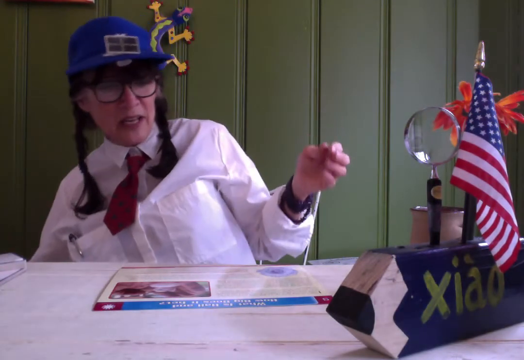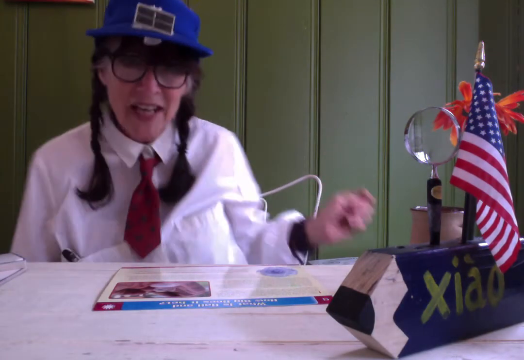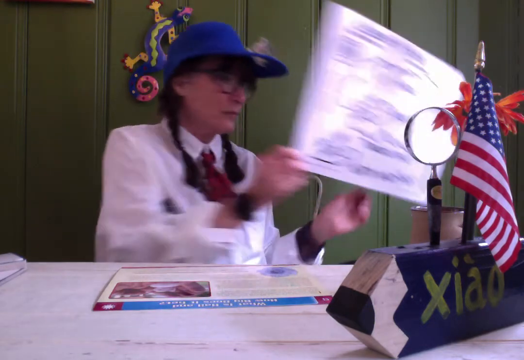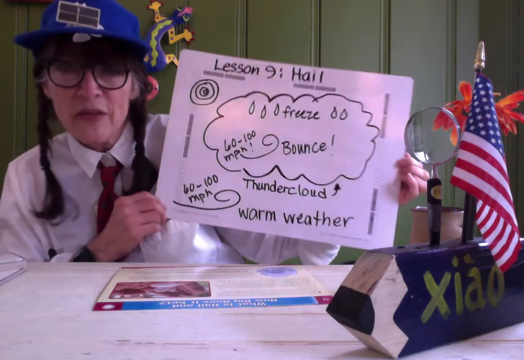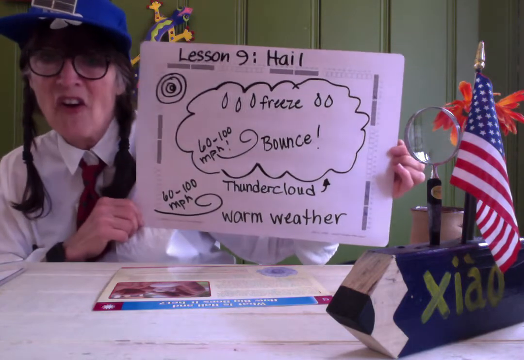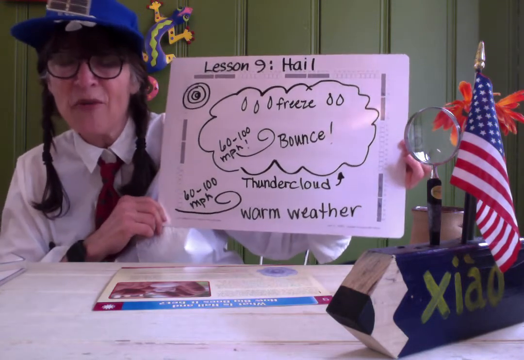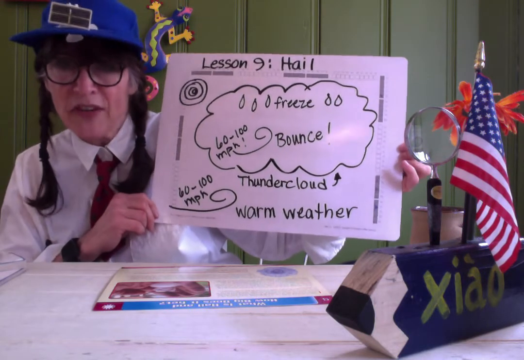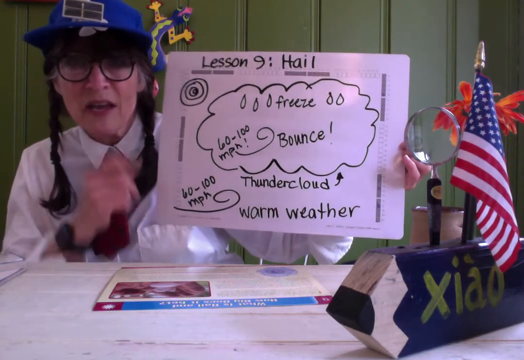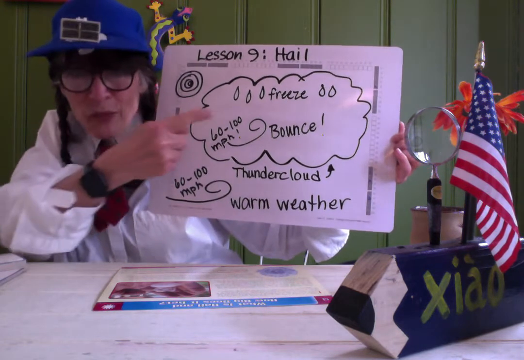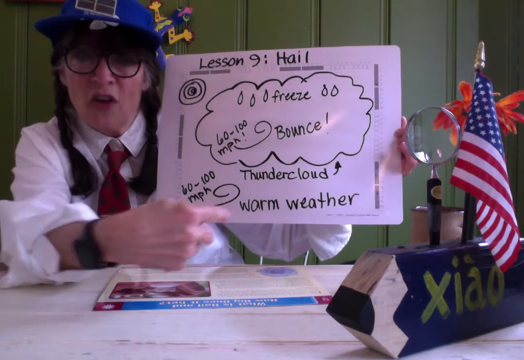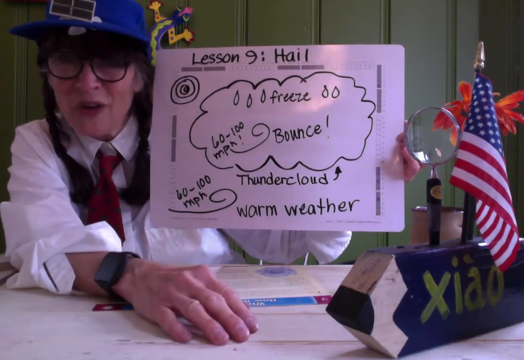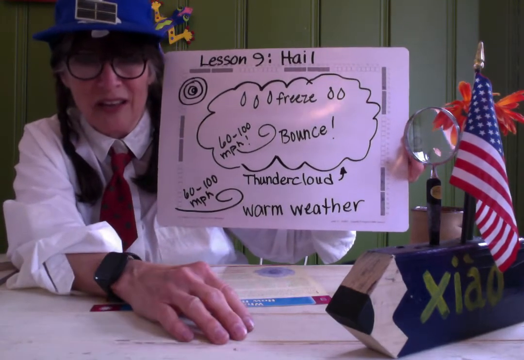Today's topic, like I said, is hail. And I drew a little picture for you. So here we go. So lesson 9 is on hail. And remember Belle the weather girl? She taught us a little bit about this, so you might remember some of these things. So this cloud right here is called a thunder cloud. Isn't that pretty cool? That's a cool name. I just really like that name.